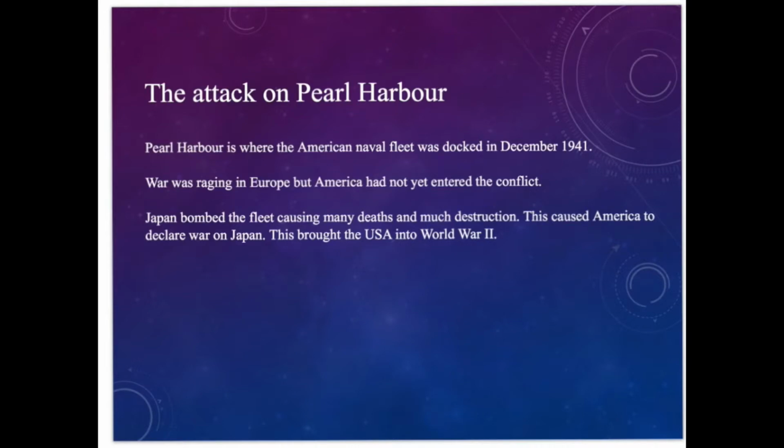Pearl Harbor is where the American naval fleet was docked in December 1941. War was raging in Europe, but America had not yet entered the conflict. Japan bombed the fleet, causing many deaths and much destruction. This caused America to declare war on Japan. This brought the USA into World War II. Copy this now.